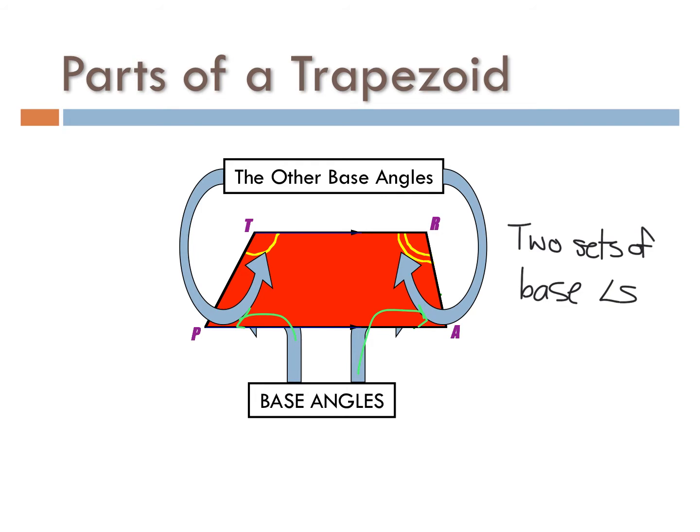And a common mistake that kids make is they think base angles are congruent. They are not, as indicated here with this one arc and double arc. They're showing that they're different. In a special type of trapezoid, they will be the same, but not in just a generic trapezoid.